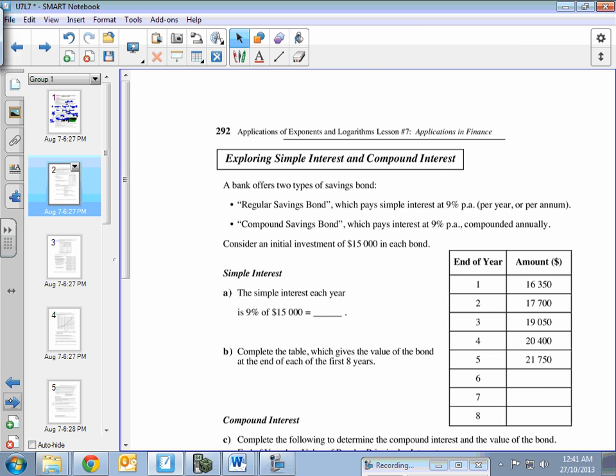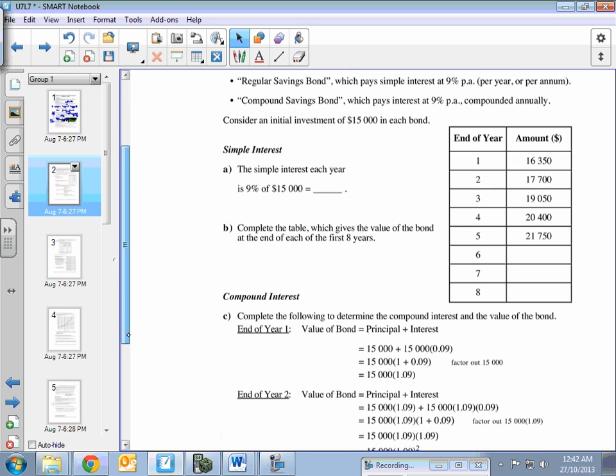So on this page, exploring simple interest and compound interest, a bank offers 2 types of savings bond. Regular savings bond, simple interest at 9% PA. So PA means per year, per annum. Or compound savings bond, which pays interest at 9% PA, compounded annually. So consider an initial investment of $15,000 in each bond.